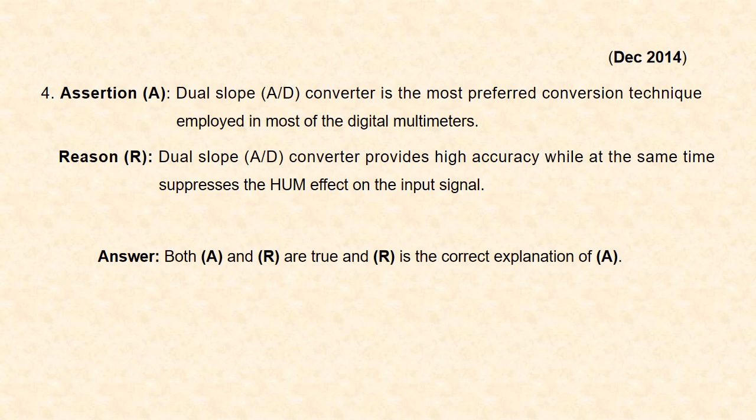Next question. This question was asked in December 2014. It is assertion and reason type. Assertion: Dual slope analog to digital converter is the most preferred conversion technique employed in most of the digital multimeters. And reason: Dual slope analog to digital converter provides high accuracy while at the same time it suppresses the hum effect on the input signal. Here both the statements are true and also the reason is the correct explanation of the assertion.